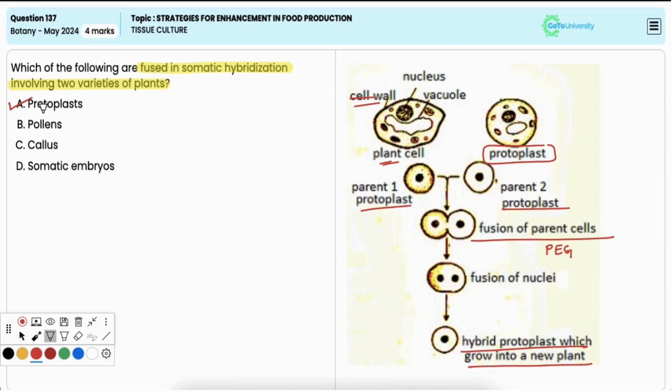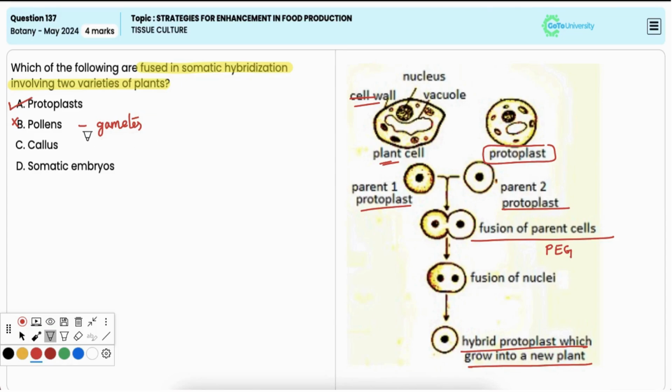Option B, pollens. It is incorrect because pollens are involved in sexual reproduction and not in somatic hybridization, because somatic hybridization is an asexual method involving only somatic cells and not gametes like pollen.